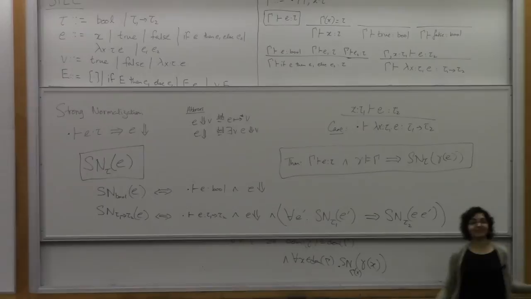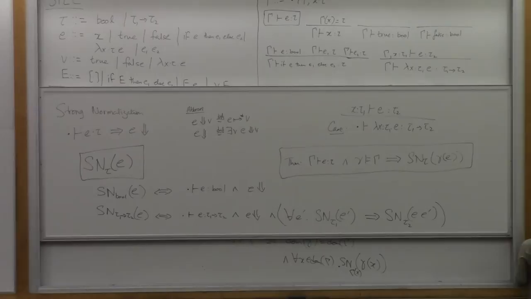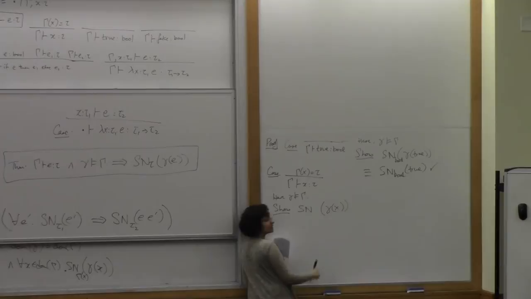Let's do variables before we do anything harder. So, under gamma, x has type tau, and we know that gamma maps x to tau. All right, so again, we have a substitution that satisfies gamma, so all of our inputs have the strong normalization property. And what we are required to show is that gamma applied to our term x is strongly normalizing at this type tau, where this tau is exactly gamma x, right?